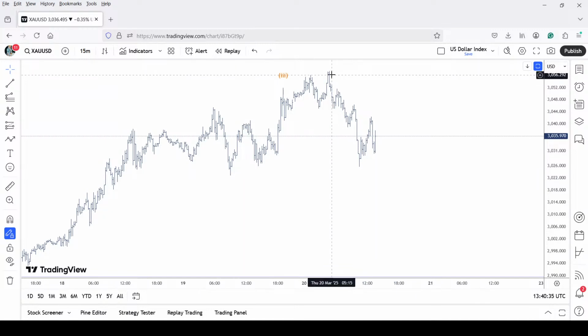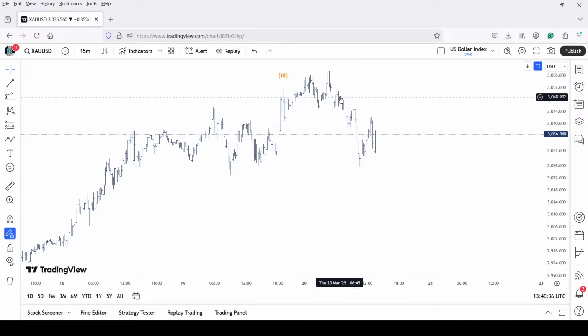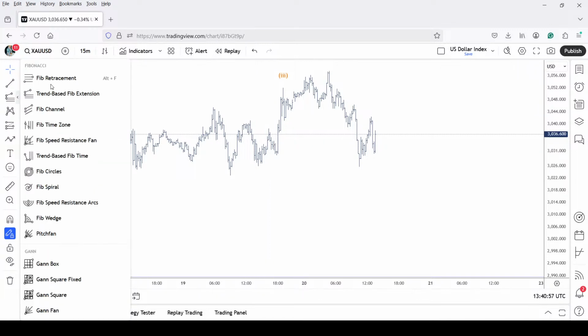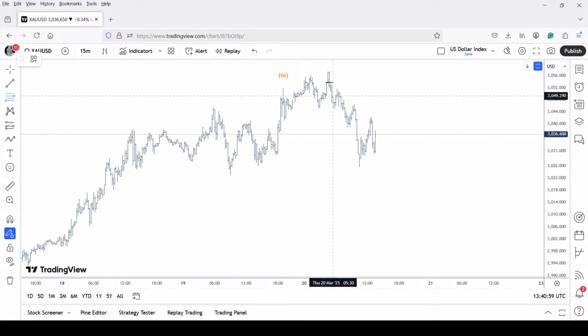The wave structure is not very clear. I mean, it could be a leading diagonal though. I think this wave 3 is not the shortest one. It could be a leading diagonal 1, 2, 3, 4, 5, that comprises wave A of the correction. And if we do take a retracement, I think we are now progressing towards wave B of the correction.